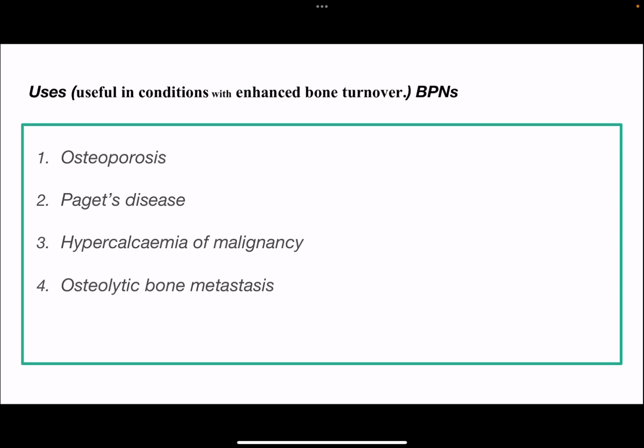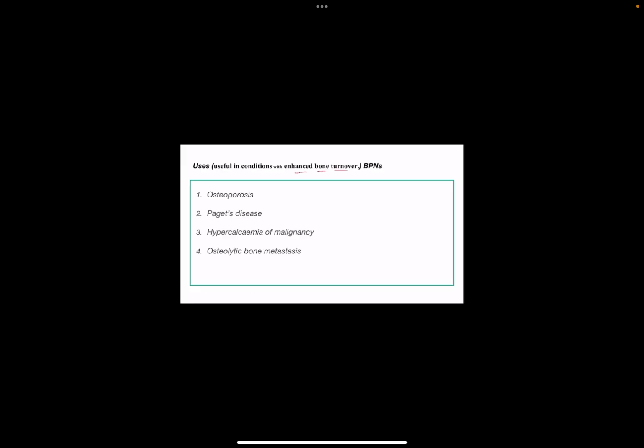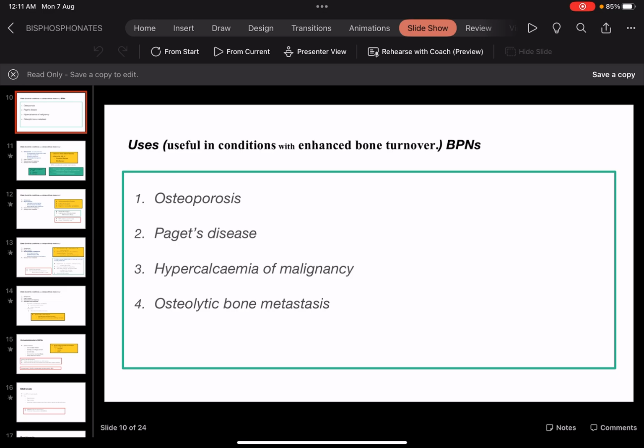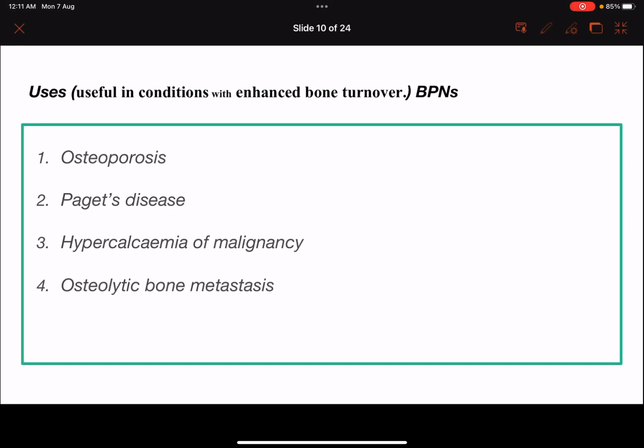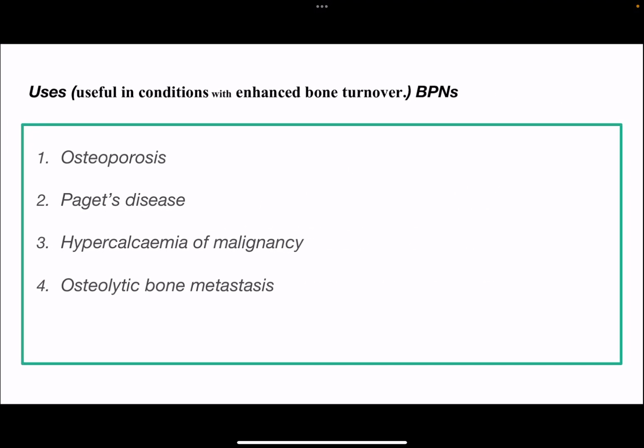They are mainly useful in conditions which are associated with enhanced bone turnover. There are 4 important therapeutic indications. One is osteoporosis. Second one is Paget's disease. Third one is hypercalcemia of malignancy. And fourth one is osteolytic bone metastasis.